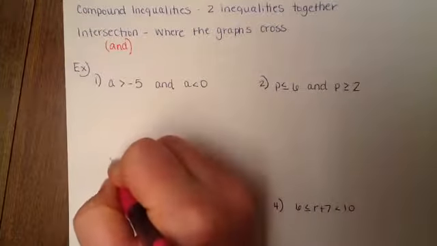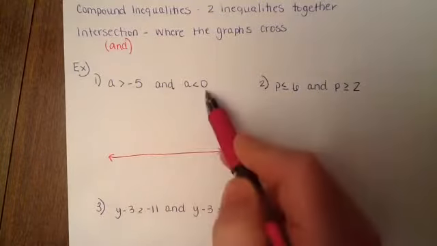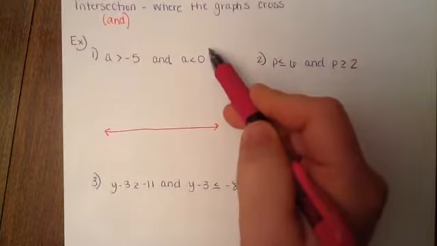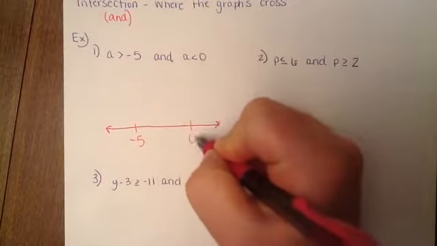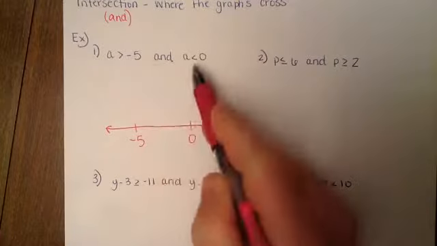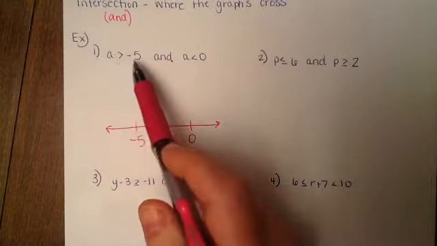So I'm going to make one number line. And here, since a is by itself, I don't need to solve anything. I'm going to put both -5 and 0 on. These are the two pieces I am looking at. So let's graph this one on the top. A is greater than -5.